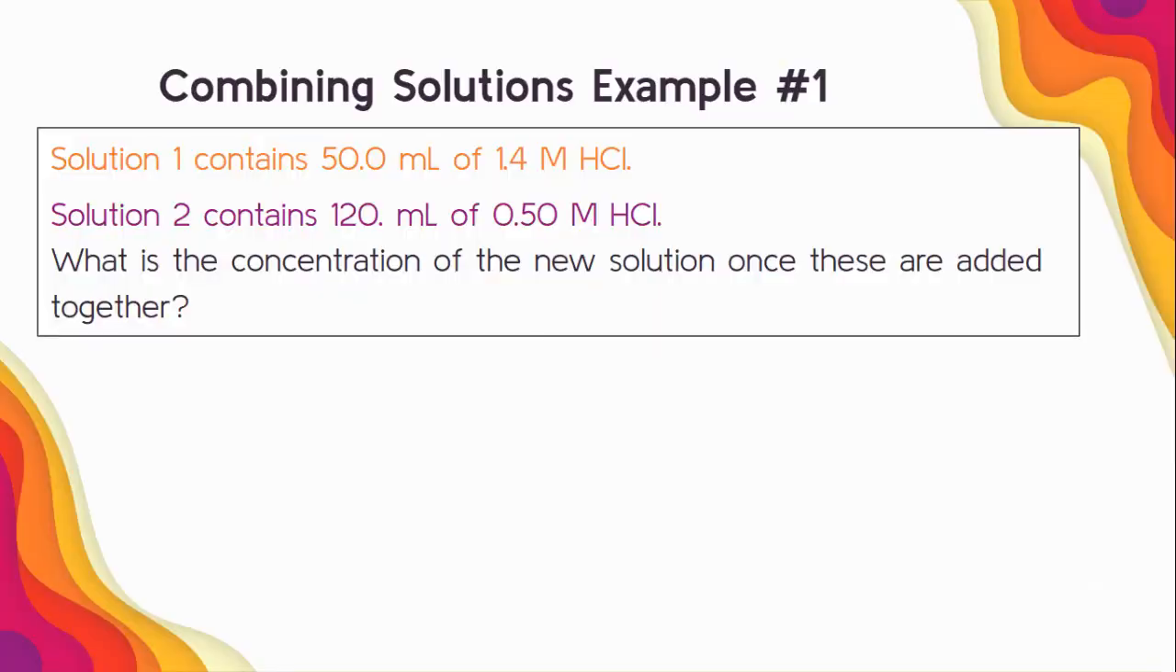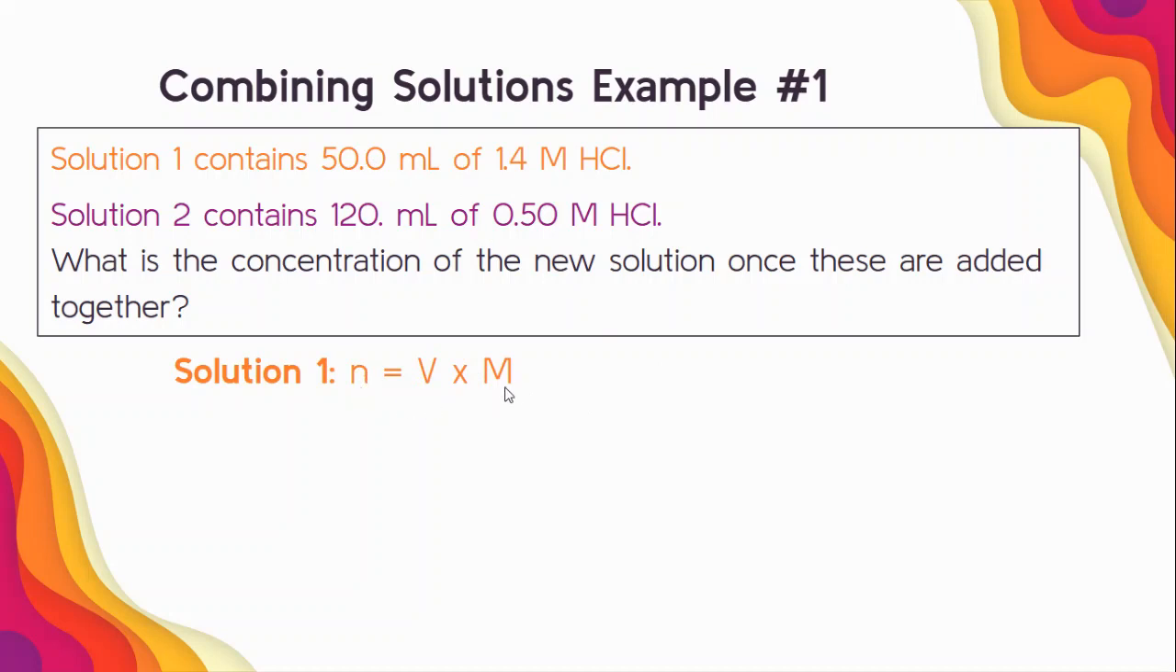So for example, let's say that solution 1 contains 50 milliliters of 1.4 molar HCl. Solution 2 contains 120 milliliters of 0.5 molar HCl. We want to know the concentration of the new solution once these are added together. So let's start with solution 1. So we need two things. We need moles of solute from solution 1 and the volume. We have the volume, it's 50, but we need to figure out moles of solute in solution 1.